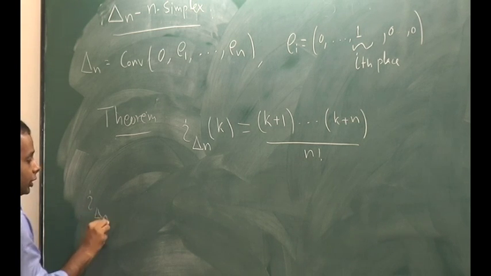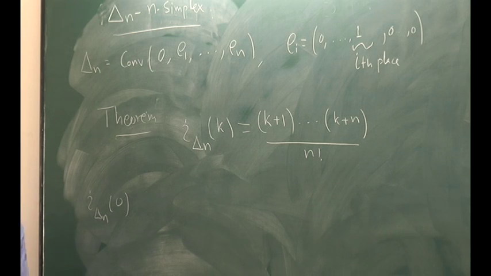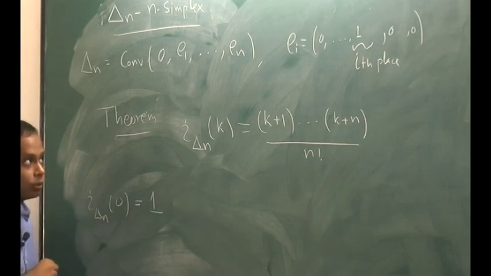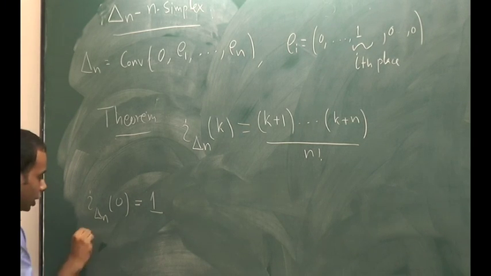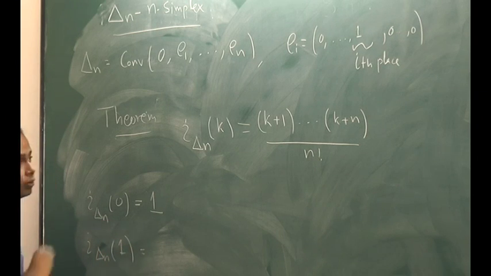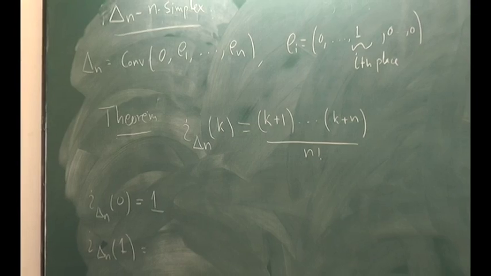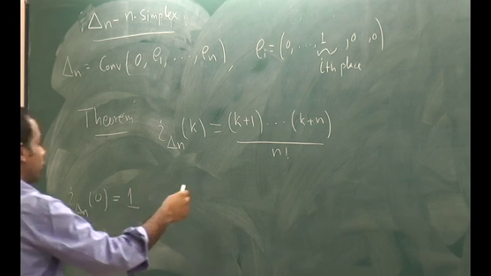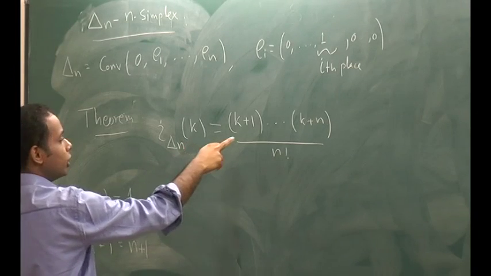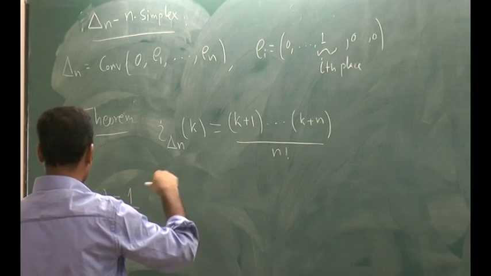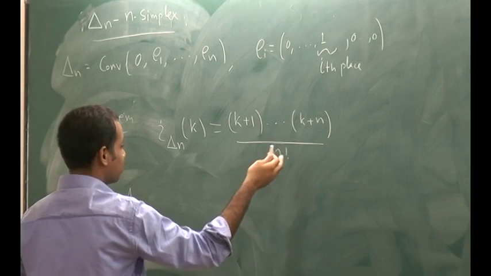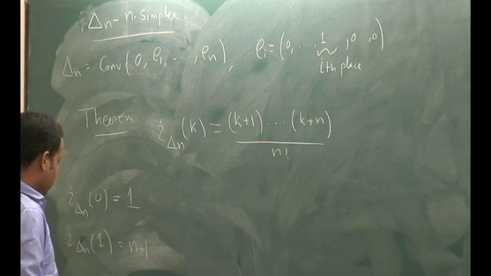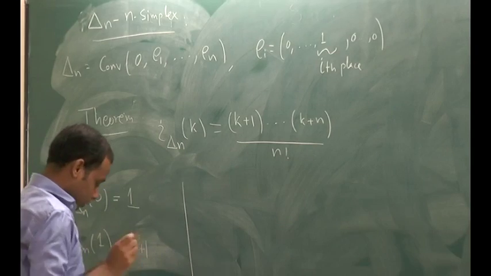So what is I delta n of 0? It has just 0 as the point, so this is equal to 1, because of the 0 point itself. I delta n of 1 is the number of integral points in delta n, which is equal to n plus 1. Similarly, we can go on counting. Now let's see if this matches the formula. If I put k equal to 0, then it's 1, and if I put k equal to 1, it is n plus 1 clearly.